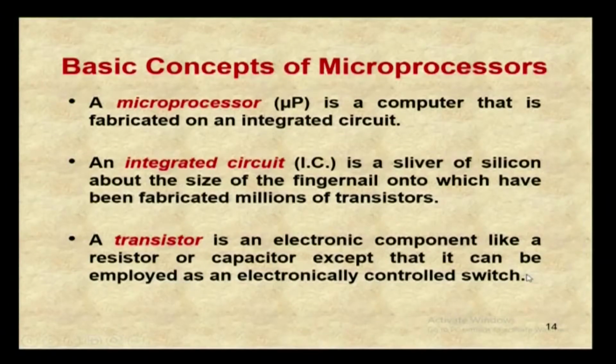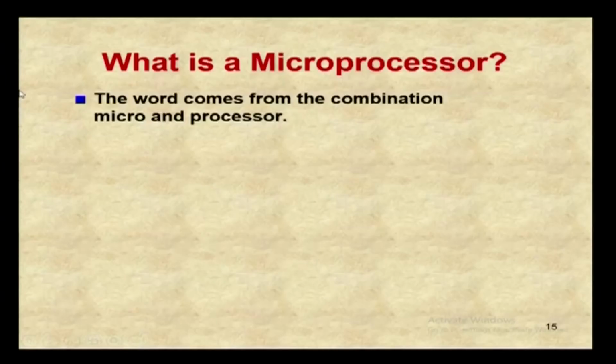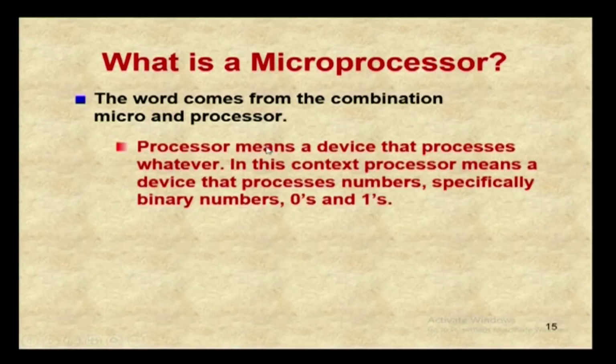How did the word microprocessor come about? It has two words, micro and processor. Micro means very small. Processor means it processes something. So, a microprocessor processes data. Data in a microprocessor is represented by zeros and ones. So, it cannot process just any data; it can process only digital data, that is zeros and ones.